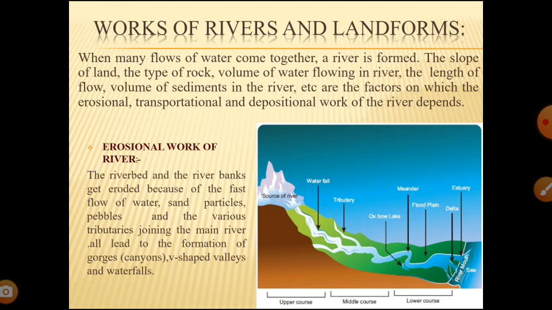When many flows of water come together, a river is formed. The slope of land, the type of rock, volume of water flowing in river, the length of flow, volume of sediments in the river, etc. are the factors on which the erosional, transportational and depositional work of the river depends.